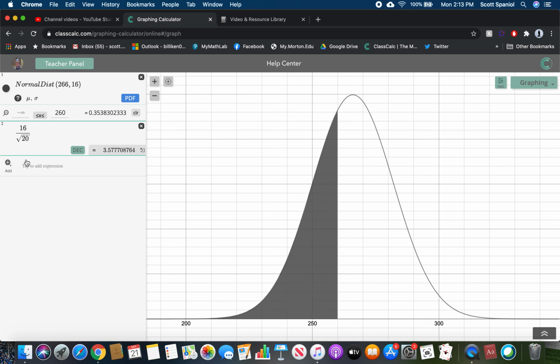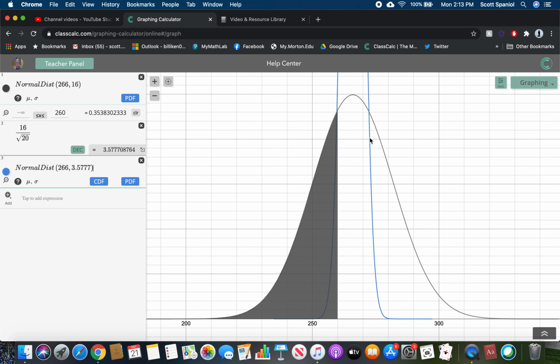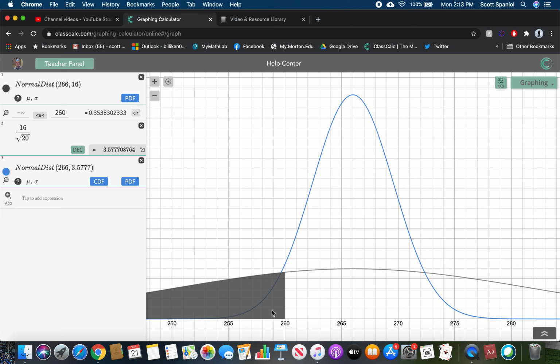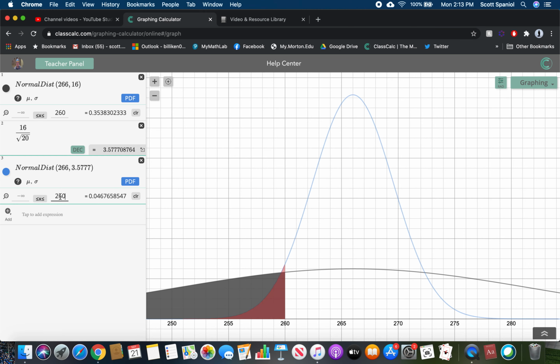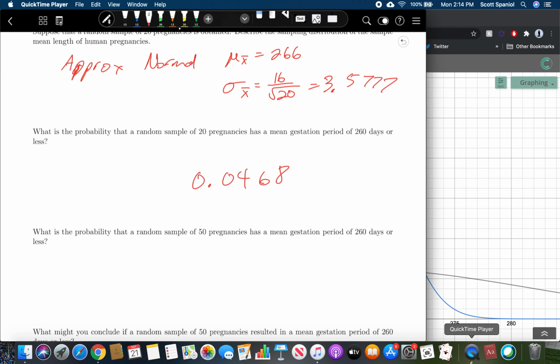Okay. So then what is the probability the randomly selected sample of 20 pregnancies has a mean gestation period of 260 days or less? So, right, we need to set up a new normal distribution based on the first one where we have the same mean, but the standard deviation is now our new standard deviation, which is 3.5777. Okay, we can see it there, and if we zoom out, we can see just a normal curve where everything's getting sucked in because our sample size is bigger. And then we can do the same calculation, but it should be a much smaller probability, right? Because we're in a much smaller curve. So in this case, the probability would be 0.0468, right? If we have a sample size of 20 pregnancies.